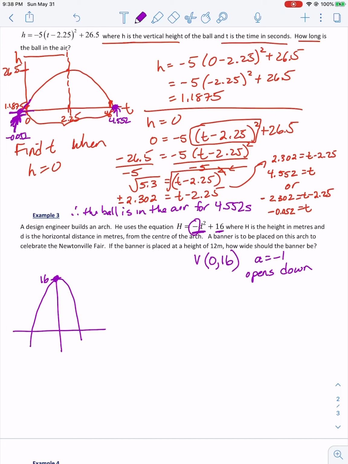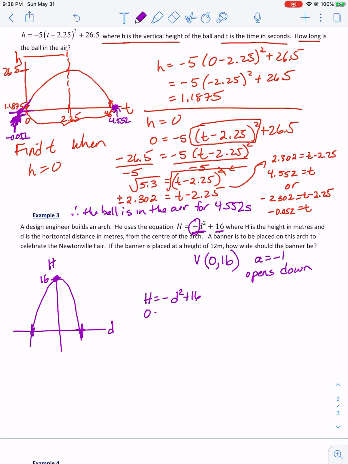It's going to be symmetric on either side, so please forgive me that this doesn't look perfect. But this number here on the horizontal axis is going to be the same as that number there, only negative. So d is on the horizontal axis and h is on the vertical axis. Now before I do anything, I want to know what these numbers here are going to be. So that's when h equals 0. So h equals negative d squared plus 16.